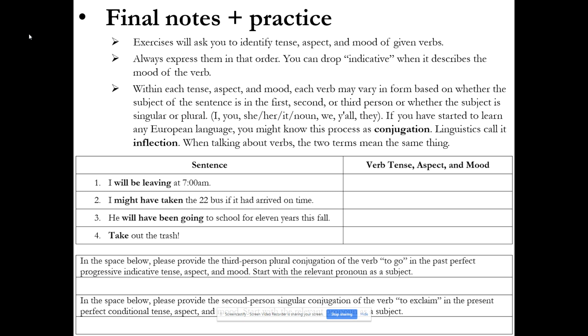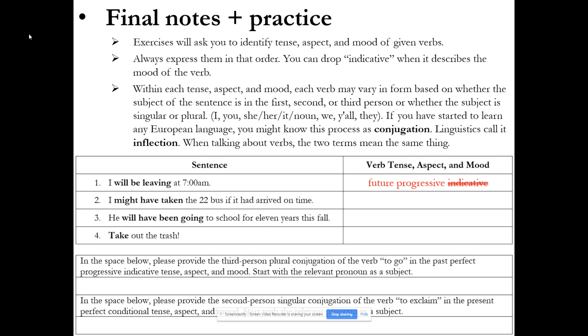So, "I will be leaving at 7 a.m." Okay, this is the future progressive, right? Will indicates the future. We have a to be, and then we have the ing form, the present participle, so that indicates that we are in a progressive aspect. And then, of course, it's indicative, but you can drop that.